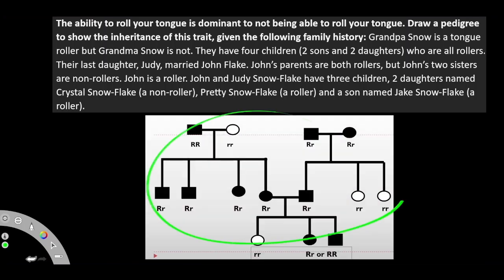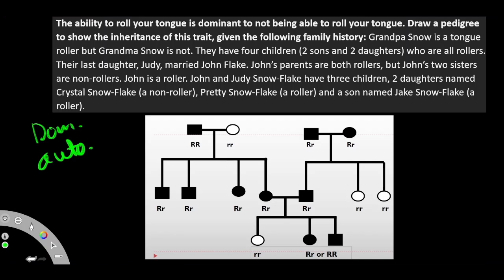All right, so this here is the answer. Hopefully you got it right. It is very imperative that you know whether it's dominant or recessive, right? So this is 100% dominant, and this is also 100% autosomal. As you can see with the pairings of alleles, you don't see any XXs or XYs with those letters on top.